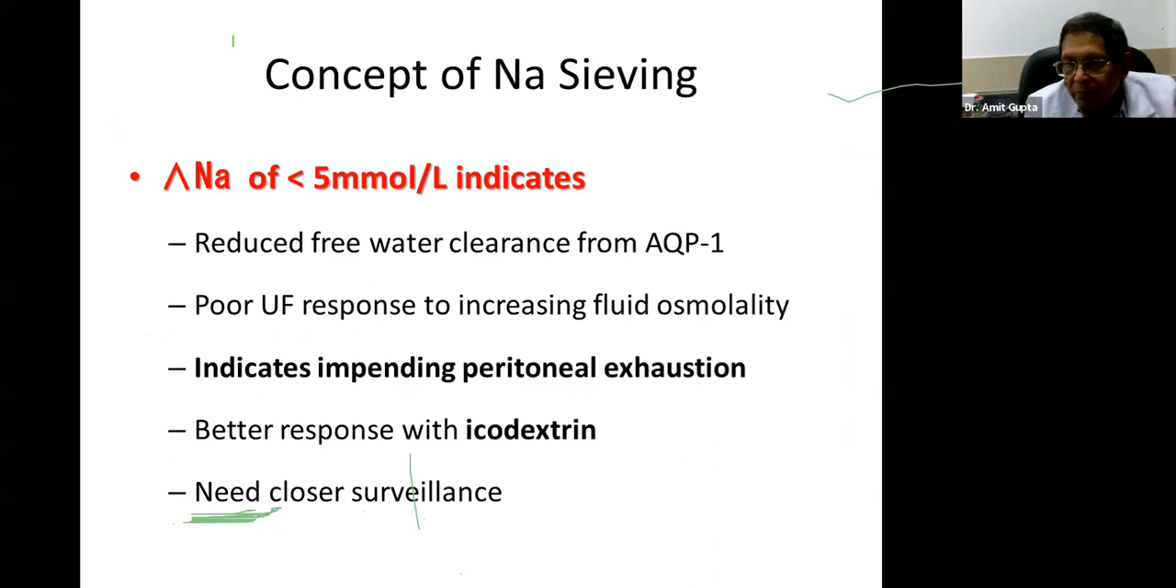If you use a stronger bag, a higher concentration bag, and you have a sodium ceiling of less than 5 millimoles per liter, then it would suggest that you will get poor ultrafiltration even if you use a higher tonicity bag. It indicates impending peritoneal exhaustion. In such patients, there may be a better response with icodextrin. And these patients are obviously likely to get into fluid overload, so you need to keep them under close surveillance.